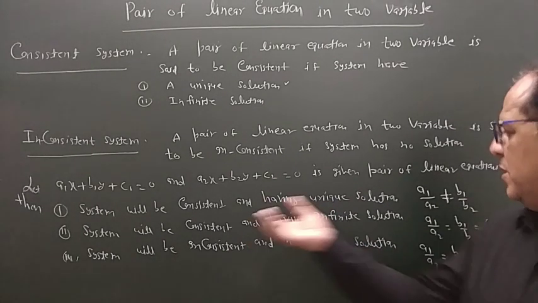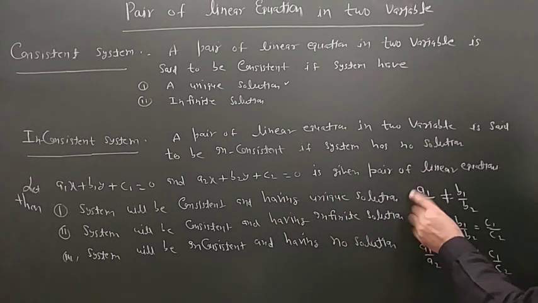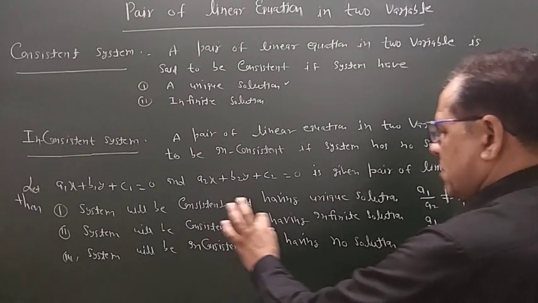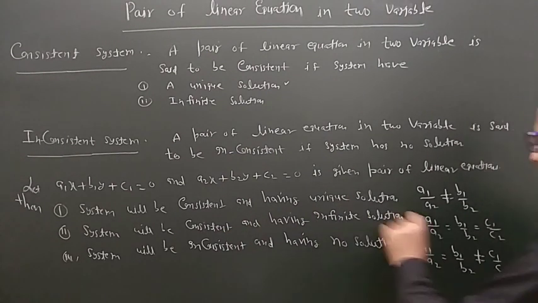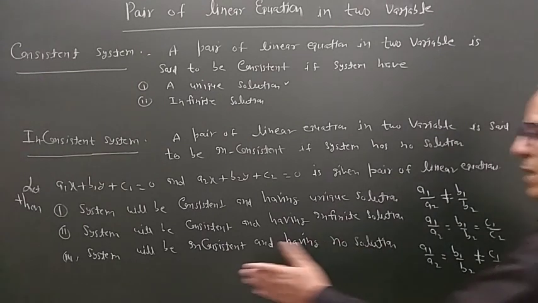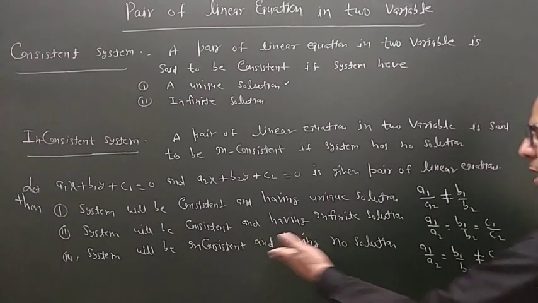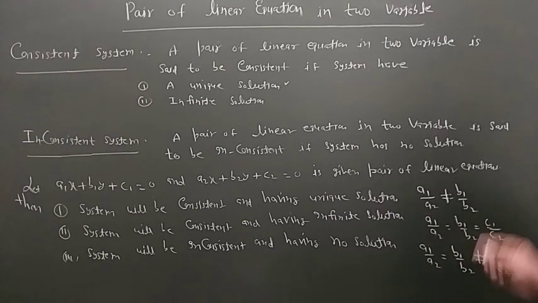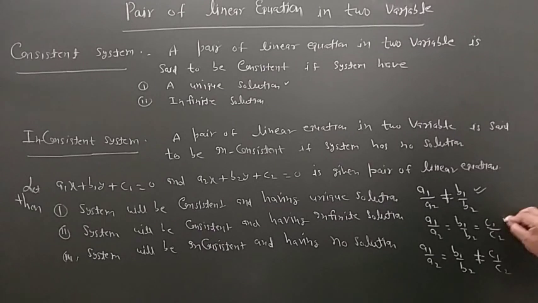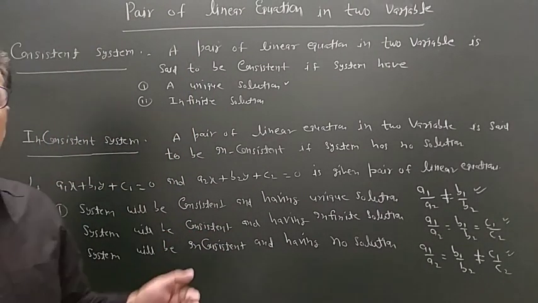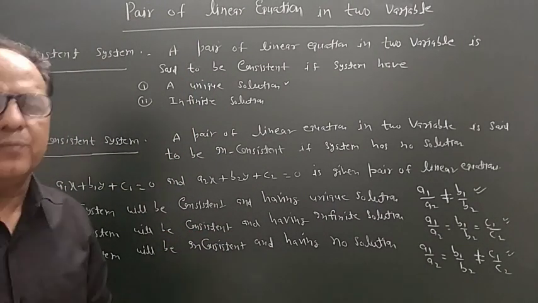So the system has a unique solution when A1 upon A2 is not equal to B1 upon B2. The system will be consistent and having infinite solutions when A1 upon A2 equal to B1 upon B2 equal to C1 upon C2. And similarly, the system will be inconsistent and having no solution when A1 upon A2 equal to B1 upon B2 but not equal to C1 upon C2. So these three conditions are very important, by which we can recognize whether the pair of linear equations has a solution, no solution, or an infinite number of solutions.